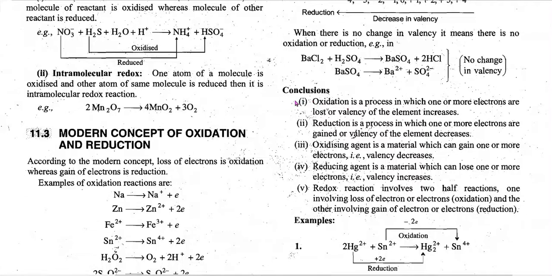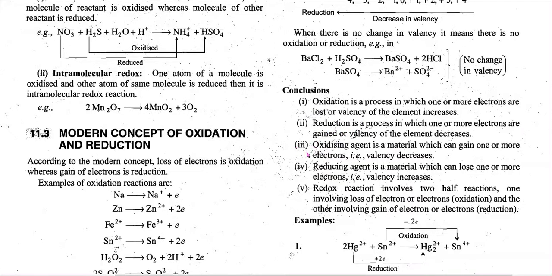Now conclusions. Oxidation is a process in which one or more electrons are lost. There is losing of electron or valency of the element increases. Valency increases means from minus to plus, or we can say minus charge decreases and positive charge increases in case of oxidation, and the reverse is reduction.